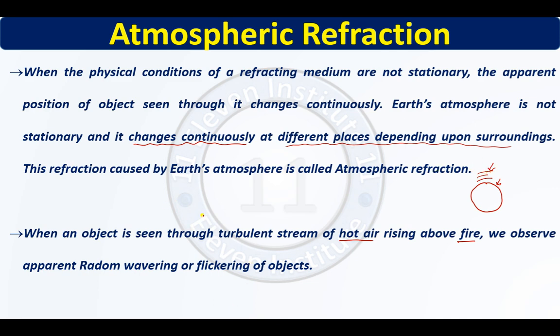I will write it over here so that you get a clear idea. The refractive index of atmospheric layers depends upon their temperature. Based upon their temperature, they will be optically denser or optically rarer. And for that, we are seeing an example that when an object is seen through a turbulent stream of hot air rising above the fire, we observe apparent random wavering or flickering of objects. You have seen this many times.